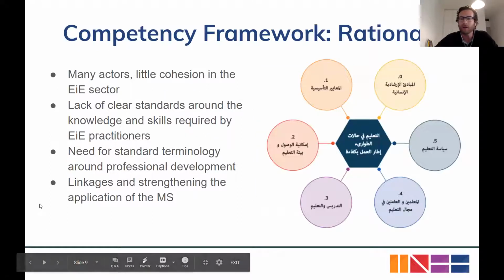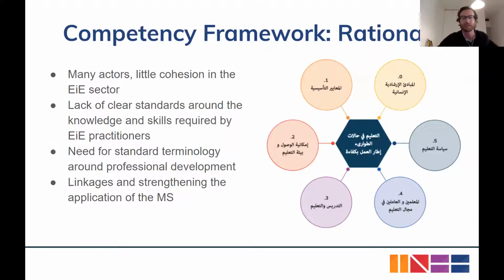So the competency framework was developed to address a clear lack of standards around the knowledge and skills required by EiE practitioners and a general lack of cohesiveness across actors in the EiE space. So we wanted to develop a framework that was grounded and rooted in the minimum standards to provide a structured career path for practitioners and clarity on skill development, as well as to help identify skill gaps amongst staff for both recruitment and continued professional development for staff members. So again, the competency framework was developed around the structure of the minimum standards with the goal of improving standardization in the sector and the general uptake of the minimum standards. So you'll see the framework is identical to the minimum standards in structure. Next slide, please.